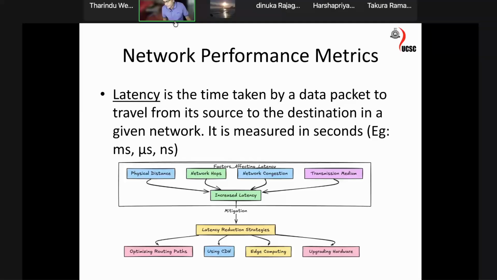So edge computing is used as a strategy to make your application clients and servers nearby. So this is quite important. If you have a remote application, then obviously your latency is high. That's why edge computing is useful to reduce latency.